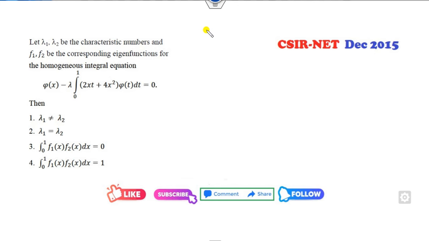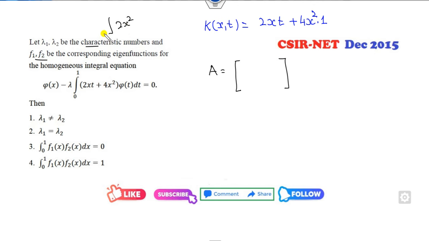Okay. What is my kernel? K of x,t is 2xt plus 4x square. I can write it as a 1. So what is my matrix A? Because they are talking about the eigenvalues. So k(x,x), integration from 0 to 1. So 2x square: what is the integration from 0 to 1? 2 by 3. What is the integration of the 4x square? 4 by 3.